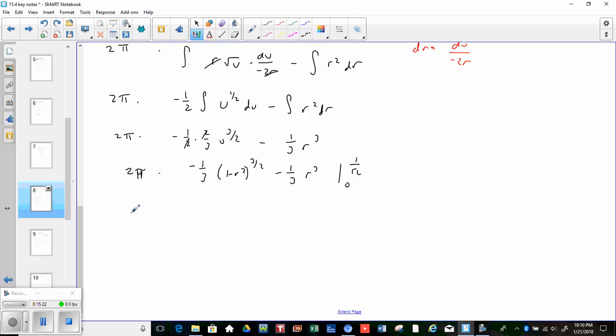Alright, let's see what we get. 2 pi, plugging in 1 over root 2. This is going to be a mess. Let's factor out the negative 1/3. So plugging in 1 over root 2, 1 over root 2 squared is 1/2. 1 minus a half is a half. So that's 1/2 to the 3 halves power.